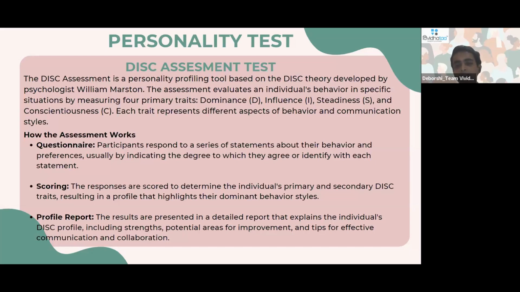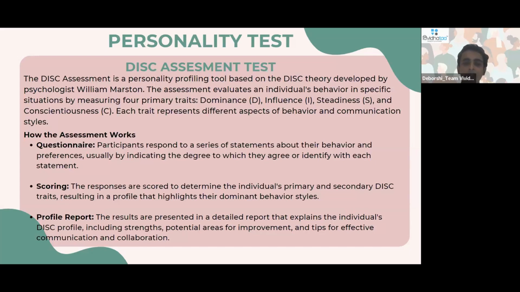Third is steadiness. What will it reflect? It will reflect that you are calm, dependable, patient, and empathetic. And fourth is conscientiousness. It will reflect that you are analytical, detail-oriented, methodical, and precise. So different kinds of domains, different kinds of recruiters require different kinds of personality in their employees. So depending upon the requirement of the employer, you can answer the questions.